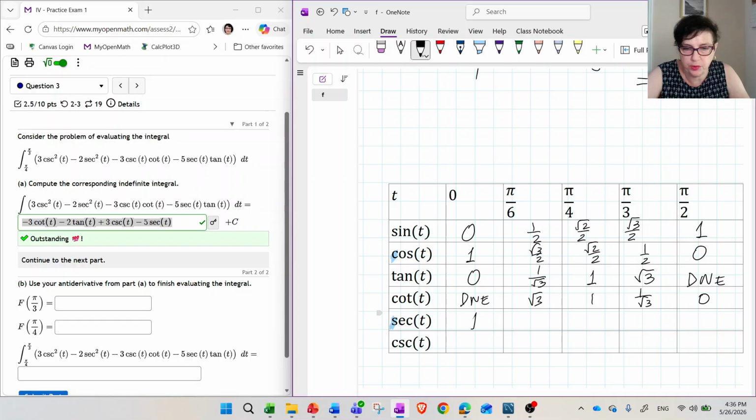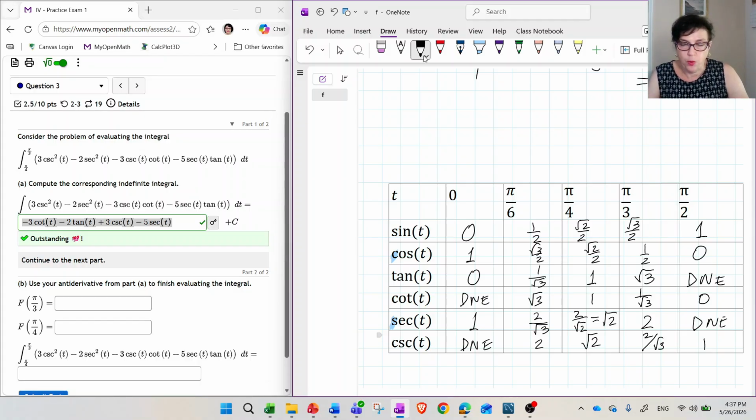So 1 over 1 is 1. Here it will become 2 divided by square root of 3. So you're switching the top and the bottom. Here it will become 2 divided by square root of 2, which by the way can be simplified as just square root of 2. Because 2 is square root of 2 times square root of 2, and one of them cancels out. Now, 1/2 becomes a 2 because you flipped them, and division by 0 is not allowed, so that doesn't exist. And again, you could probably guess that cosecant is just you write everything backwards. So this is going to be 2, this is going to be square root of 2, this is 2 over square root of 3, and finally that's 1.